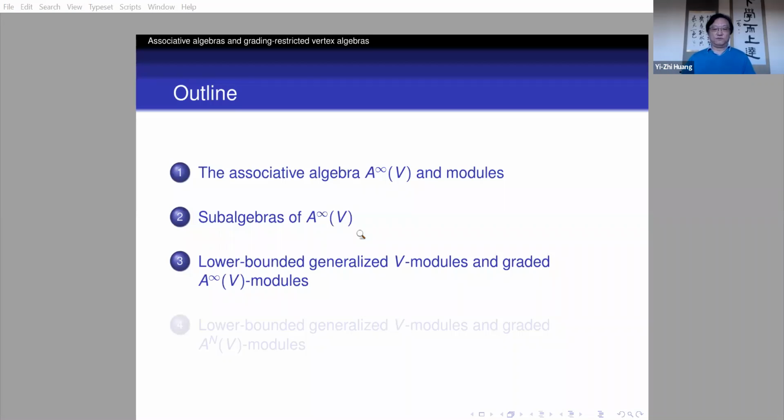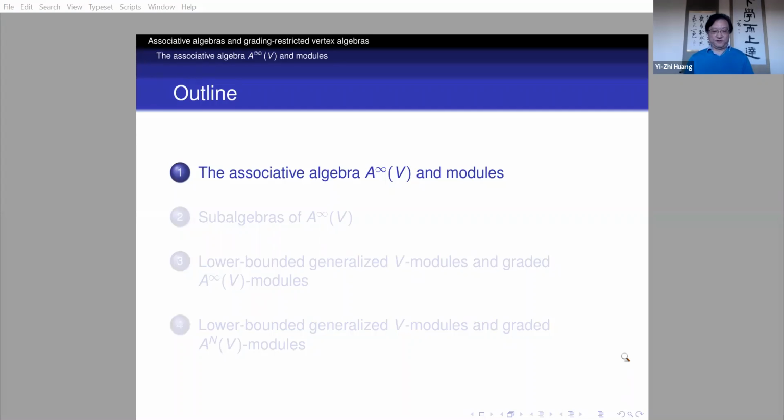Among these sub-algebras of A infinity, there are some new sub-algebras, in addition to the Zhu algebra and the generalization by Dong-Li-Mason. I believe these new algebras will play a very important role in the future, because in certain cases like C2-cofinite, they are also finite dimensional. I will also discuss modules for the vertex algebra and this new sub-algebra. I call them A^n(V), with n a superscript, not a subscript. Okay, so this is the outline.